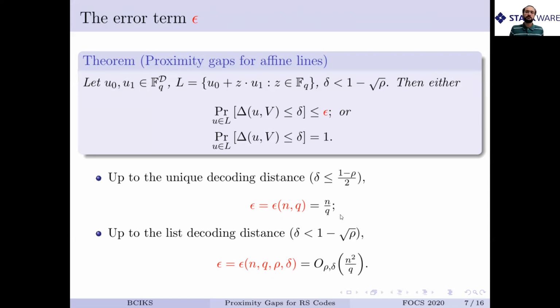We'll also note that in this unique decoding distance, the rate of n over q is effectively optimal. If we replace n over q by delta times n over q, then the theorem will no longer be true. It's possible that few elements are closer than the maximal distance for such a small error term.